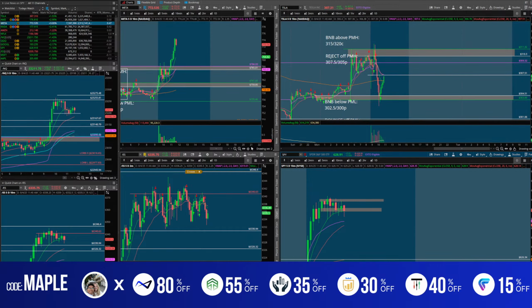Tesla, nice CBC flip long. It's only popped up a dollar or two after the flip. 10-minute EMA getting bought up here.